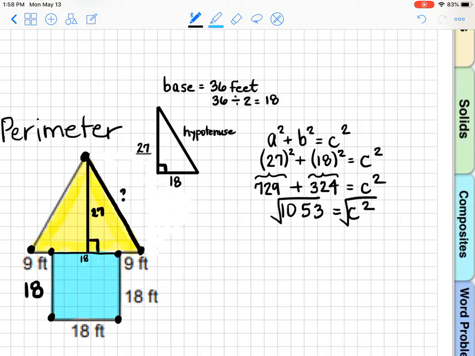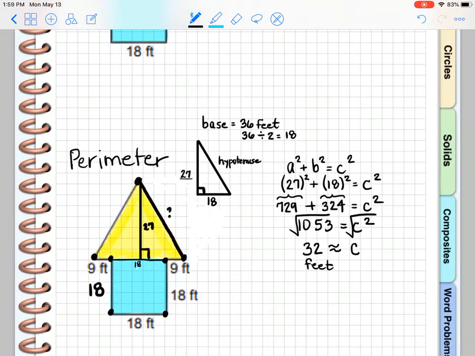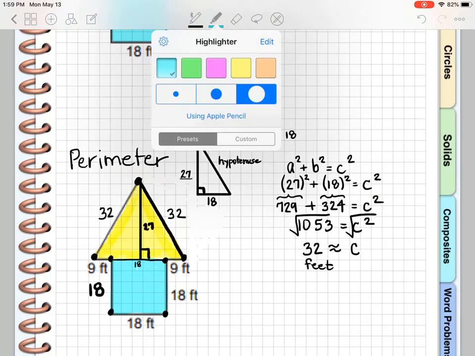And take the square root of both sides, and this will not be even. This problem was probably not meant for perimeter. So I'm going to say it's about 32. It rounds to about 32 feet. So now we can go back to our yellow section and fill in this about 32 feet on both sides. And now we are ready to do our perimeter.